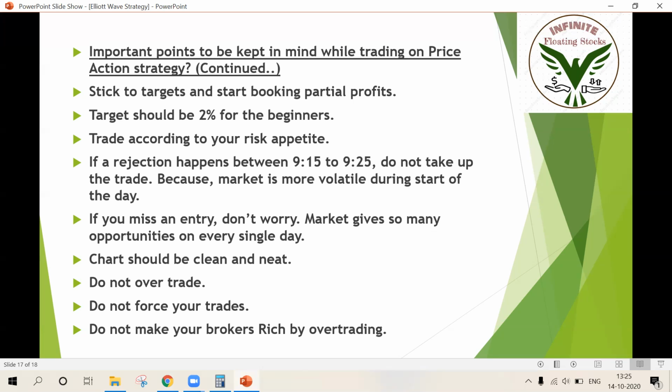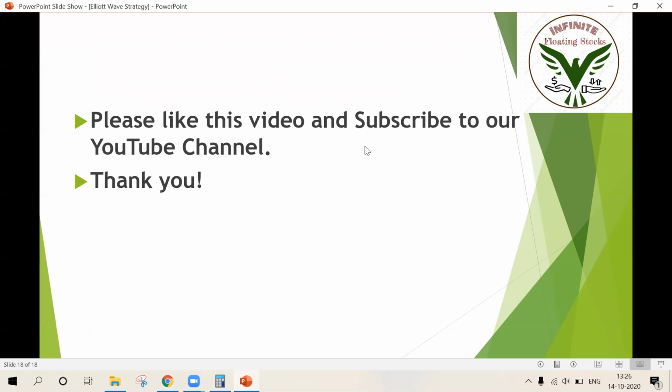Like I told, you can be flexible on VWAP confirmation in this strategy, but not the other confirmations. Other confirmations are very strong. You can ignore VWAP in this strategy. If you're getting confirmation from VWAP as well, then it's a strong trade. Do not make your brokers rich by overtrading. You already know what overtrading is.